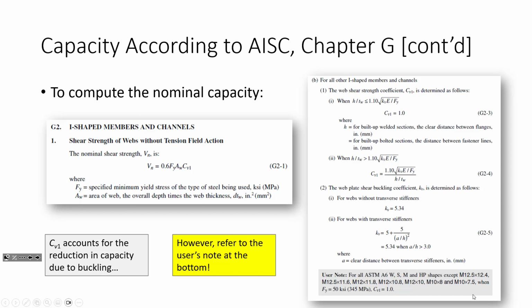And the specification gives you a pretty easy flow chart to follow. If your web slenderness is less than or equal to this value, then Cv is 1. If your web slenderness is greater than this value, then this is how you compute it. In order to do this, you're going to need a web shear buckling coefficient, kv, and it tells you how to do that right here. And this is one of those areas where I want you to read the spec and figure some of this out for yourself.